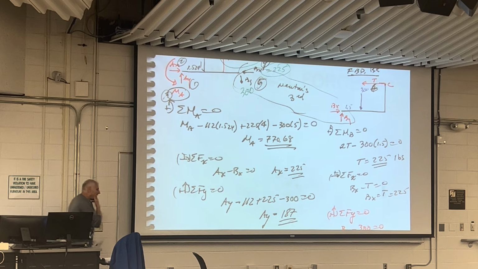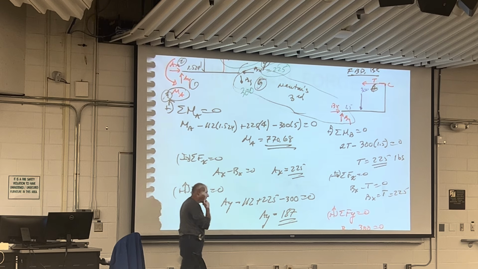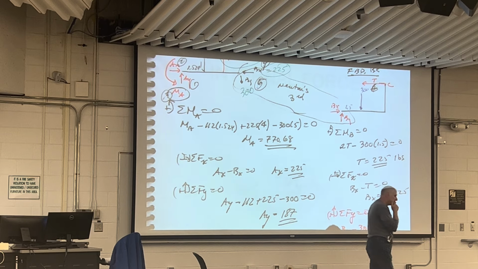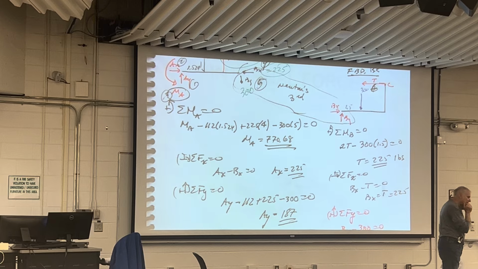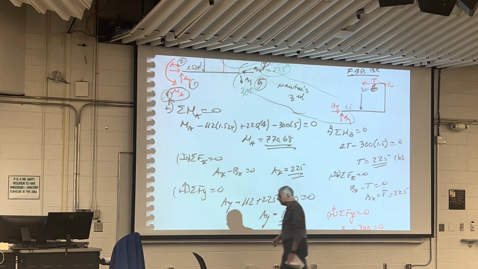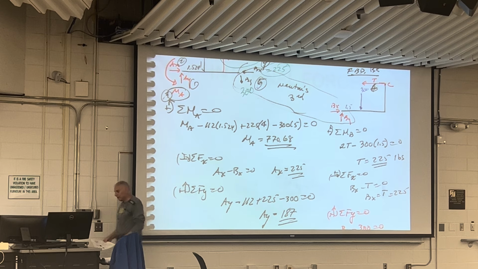Say that again? I didn't understand. Sum force of X is totally independent. Yep, that's correct. All right.